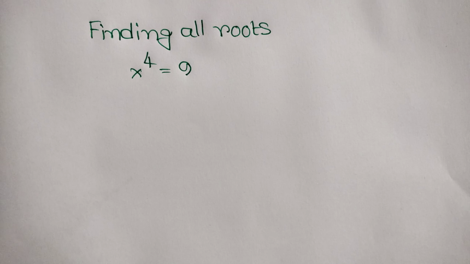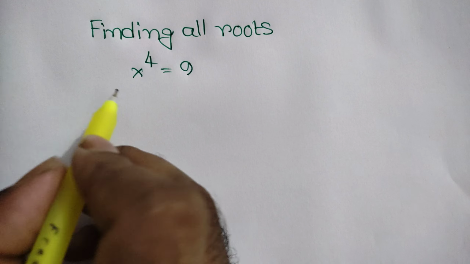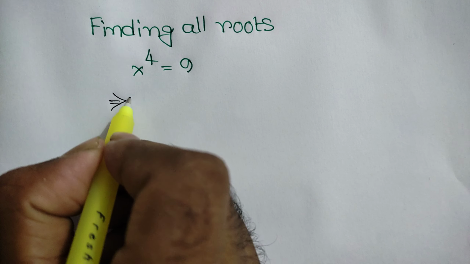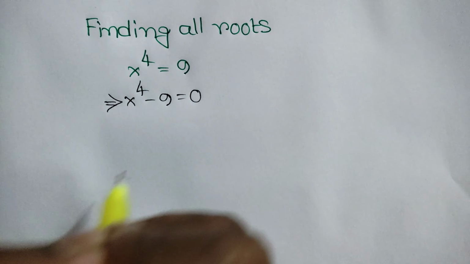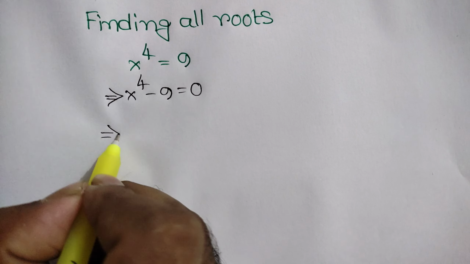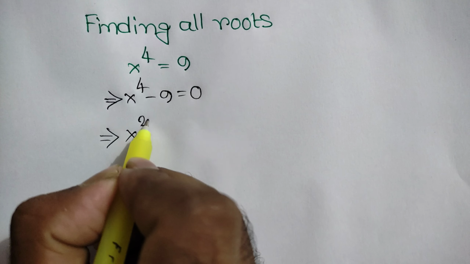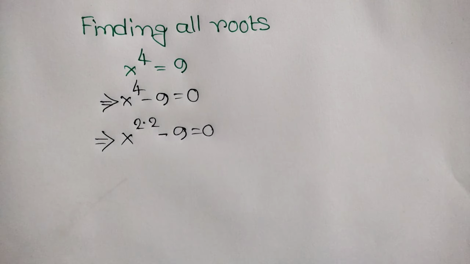Hi everyone, in this video I am going to show how to find the value of x where x to the power 4 is equal to 9. Taking this 9 to the left side we will get x to the power 4 minus 9 is equal to 0, or x to the power 4 can be written as x to the power 2 times 2 minus 9 is equal to 0.